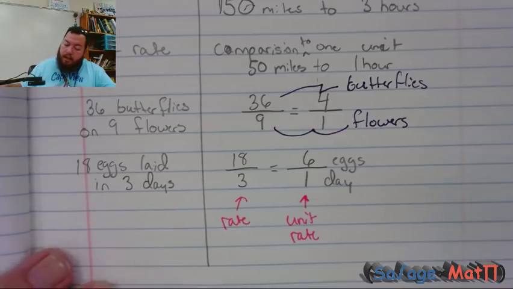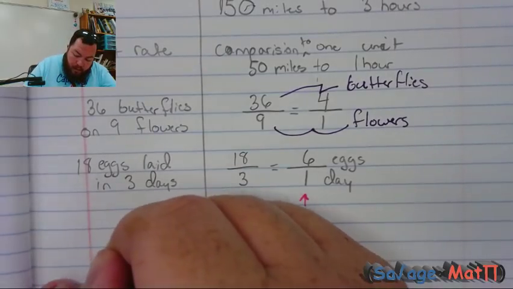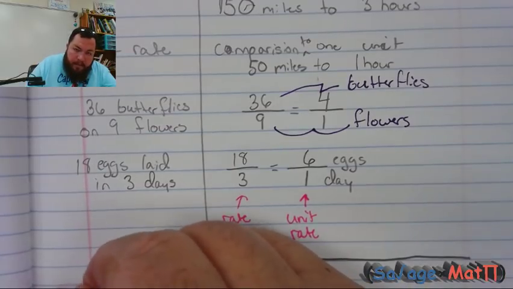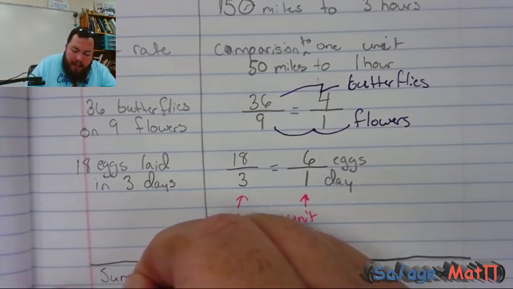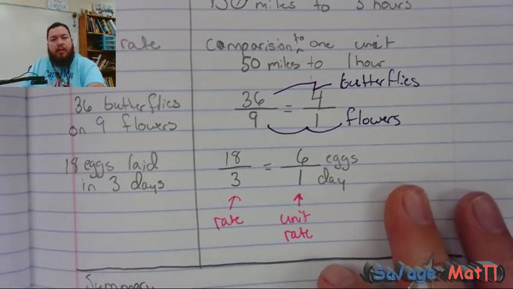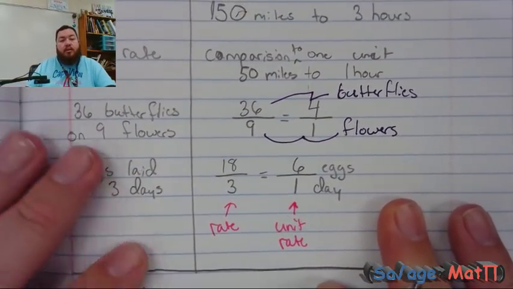Okay? And then, so let's remember for homework, the only thing you guys have for homework tonight would be your summary. And go back and answer your essential question. Are there special types of ratios? Well, there is special types of ratios, and one of them is a unit rate.